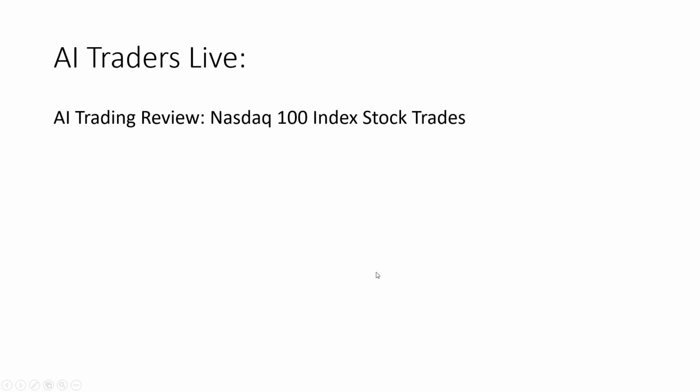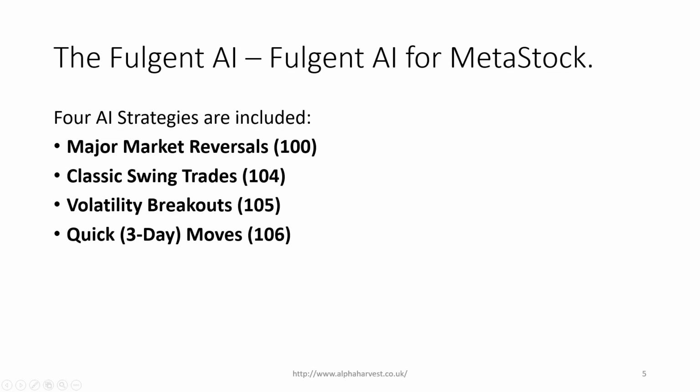We're going to look at the recent 10% plus correction in the NASDAQ 100. We're going to screen the constituents. We're going to look for four AI strategies applied to the index: major market reversals, classic swing trades, volatility breakouts, and quick 3-day moves.